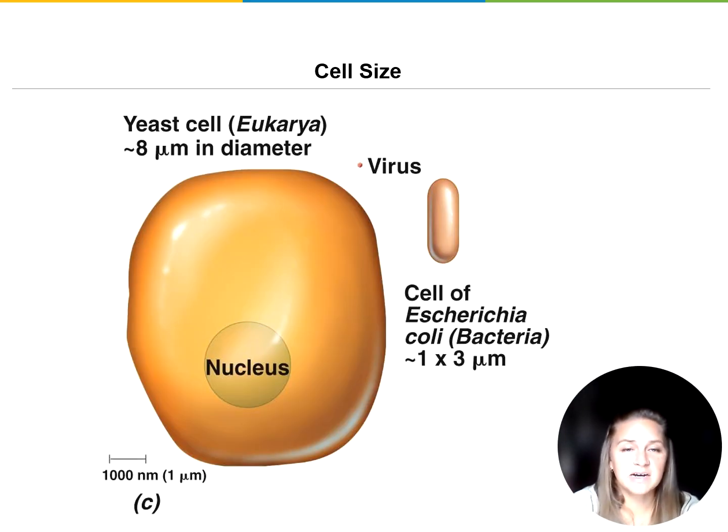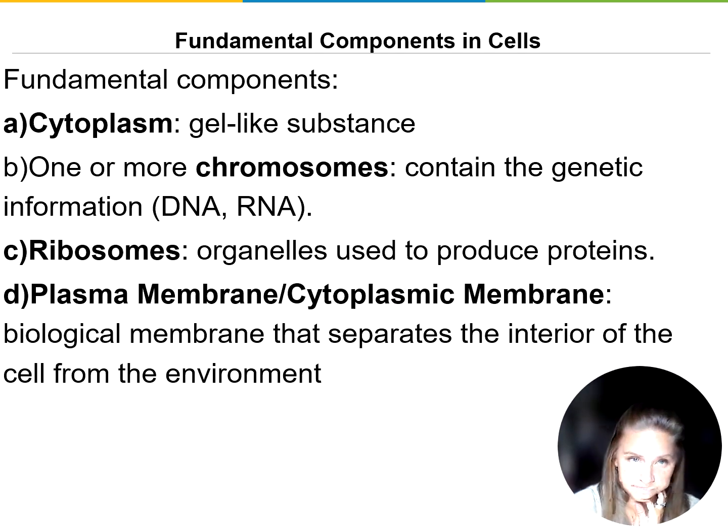So here you can see the average yeast cell compared to a virus, which is just that little tiny dot, and then the cell of a bacteria. So a yeast cell would be a eukaryotic cell, and then an E. coli cell would be a prokaryotic cell. So we're going to talk about some of these different differentiations later. Just here, we're just seeing these sizes, and these are in micrometers. Micro is 10 to the negative 6 meters, so very, very small.